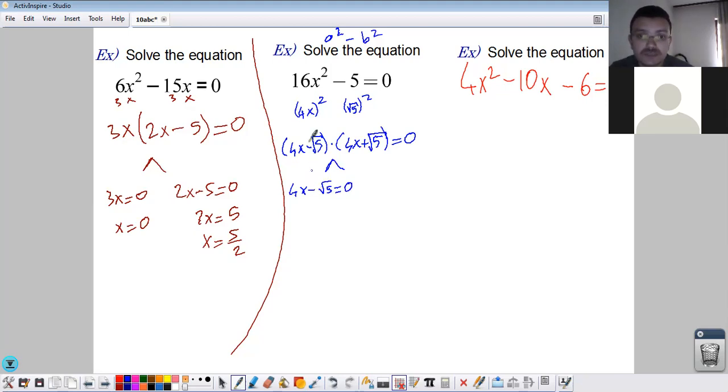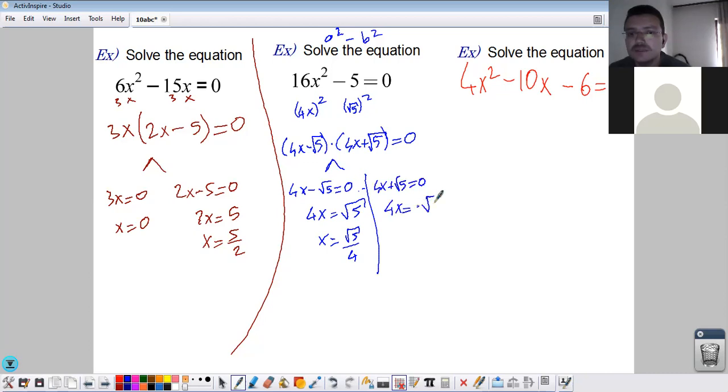So then the first case, what if the first one is equal to 0? Square root 5 other side, it becomes positive square root 5. Then x equals positive square root 5 over 4. And what if the second part equals 0? 4x plus square root of 5 equals 0. Move square root 5 to other side, it becomes minus square root 5. Let's do that minus better review. It looks like connected in the previous case. Minus square root 5 over 4 is the 2 answers.